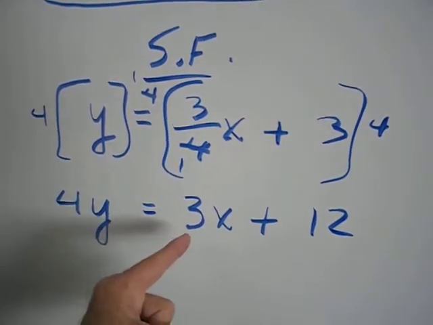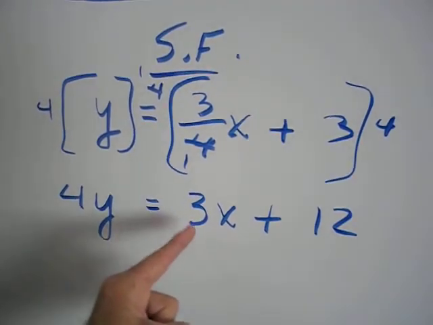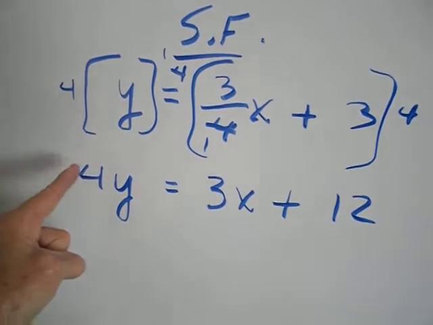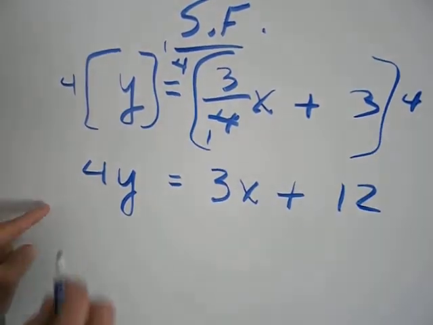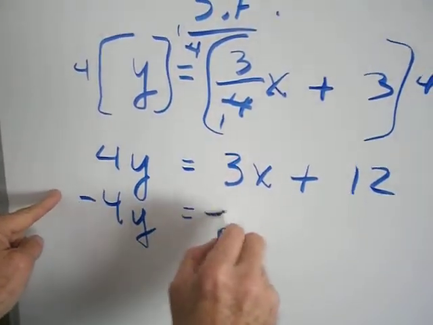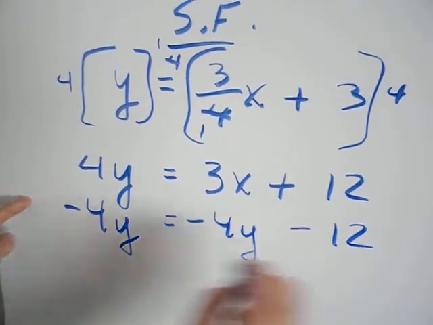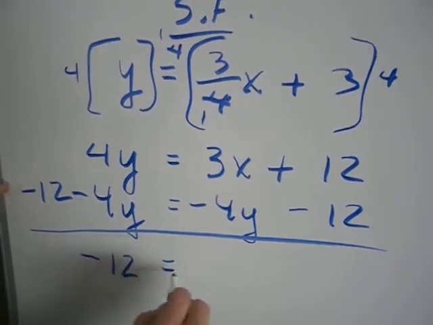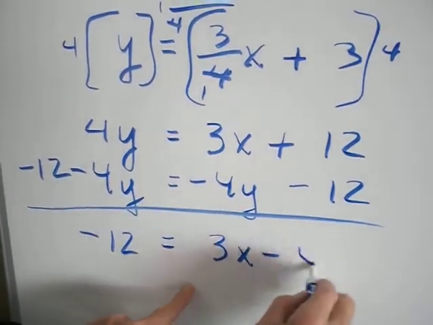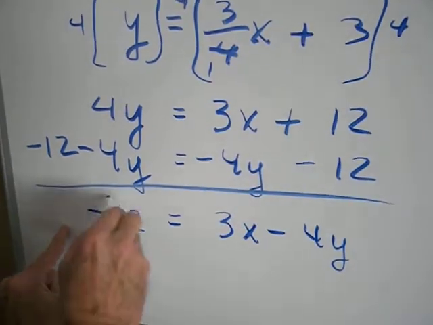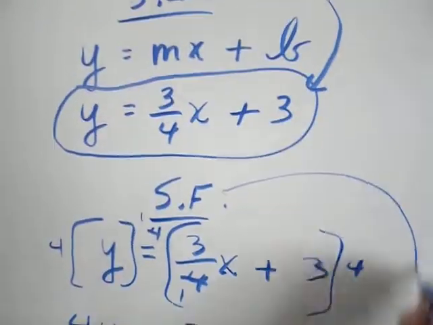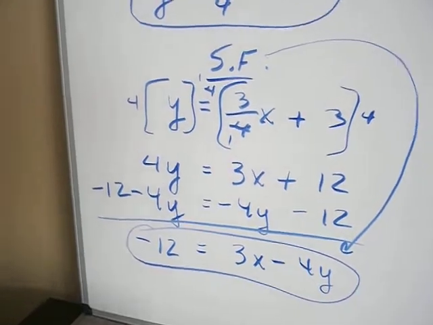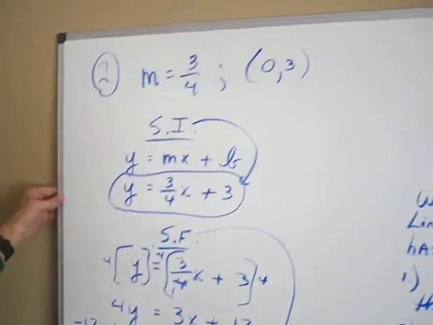Now look at the x term, because he's the leader. The x term will tell us if he has to move or stay. He stays. He's positive. So the 4y is going to leave, and the 12 is going to leave. Negative 4y, negative 4y, negative 12, negative 12. Put a line. Negative 12 on the left, 3x minus 4y on the right. Pretty standard form. You can view it again if you need to. Now number 3.